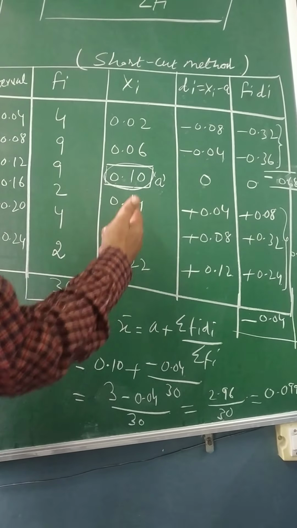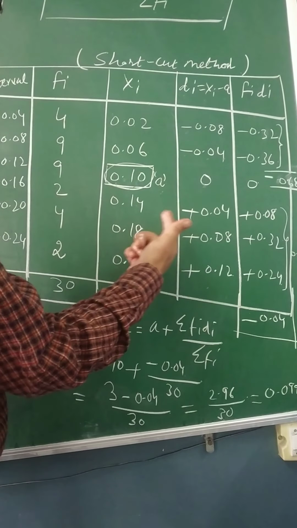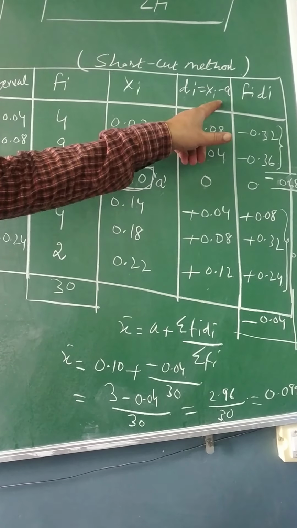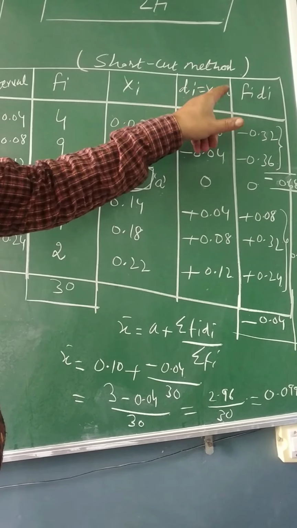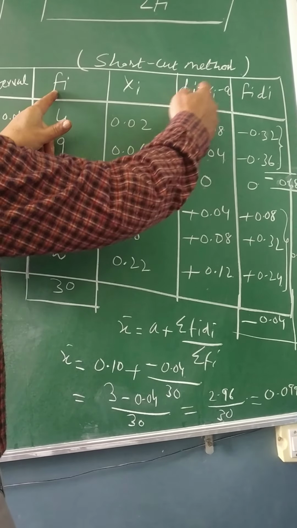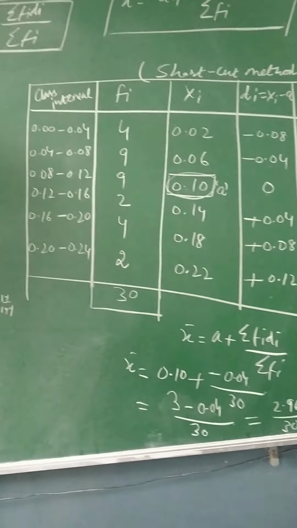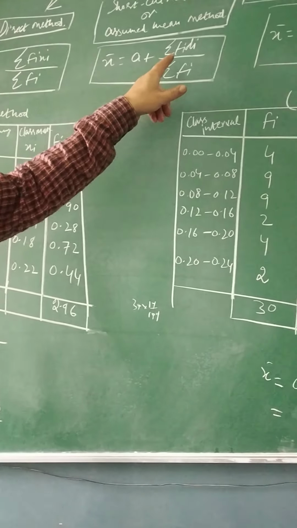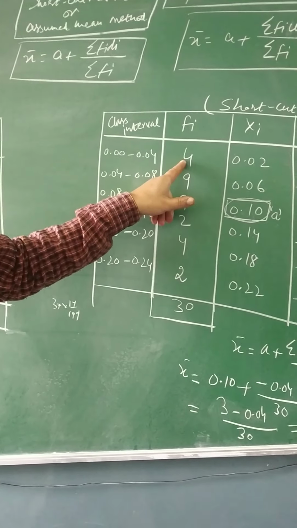But what we are doing? Xi minus A, Xi minus A, Xi minus A. So the difference of these I have written here. So that is called Di. So what is Di? Deviation is equal to Xi minus A: class mark minus assumed mean. Now fi is here and di is here. So the product of fi di. In the previous one we took the product of fi xi. So fi xi is not required as per the formula. I need the product of fi into di.